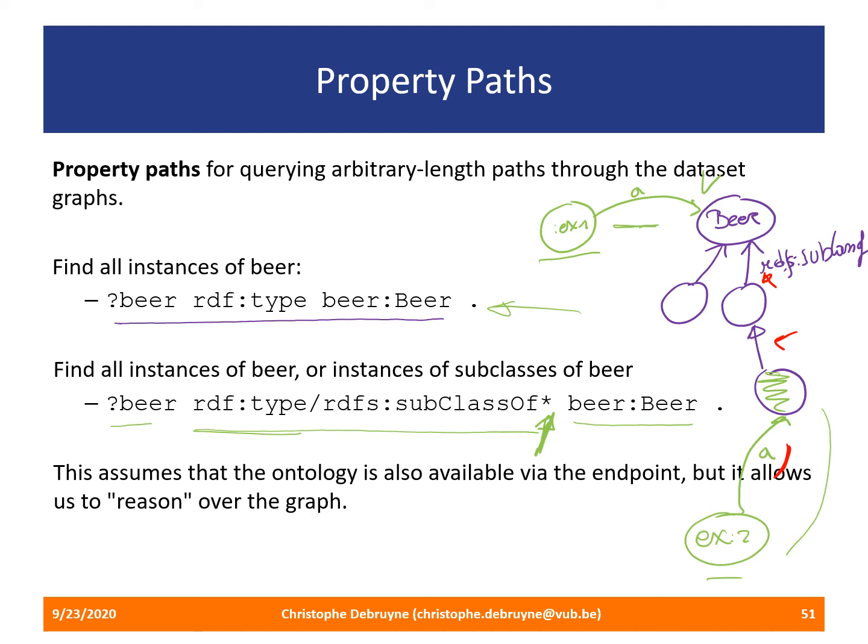Now, in this particular example, we assume that the ontology itself is also available in the RDF dataset. But as I said, it allows us to do some syntactic reasoning over the graph. This is not real reasoning using an RDFS reasoner, but as you can see, we can use the knowledge of the ontology to obtain a wider range of beers by exploiting, as it were, the taxonomy in this particular graph. In the next few slides, I will provide you different examples of property paths.